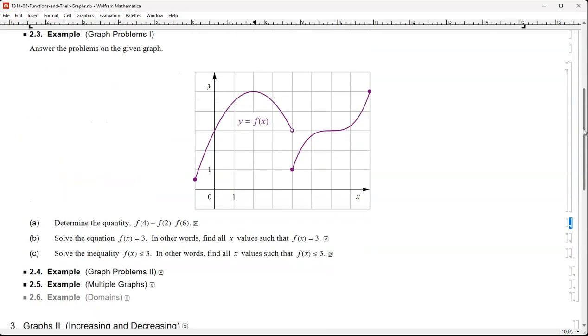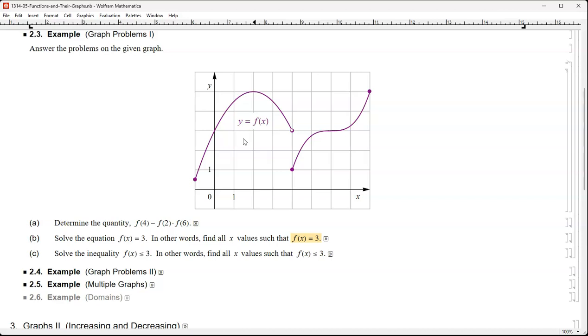Now let's consider the opposite direction. Solve the equation f of x is 3. In other words, find all x-coordinate values such that f of x is equal to 3. Here, the x values are known, 4, 2, and 6, and we have to find the y-coordinate. This time, we have to find the x-coordinates. Find all x values. And what's known here? f of x is 3.